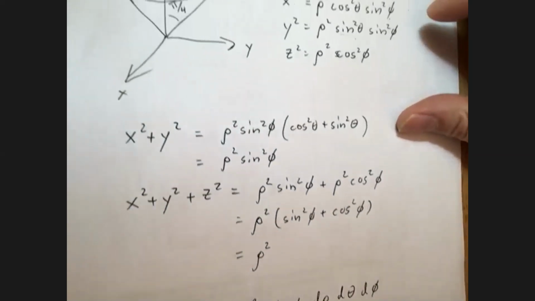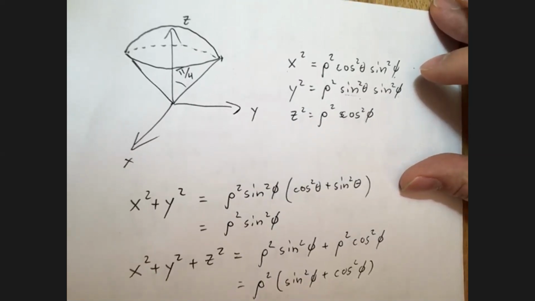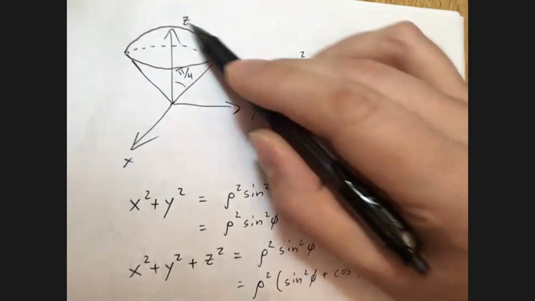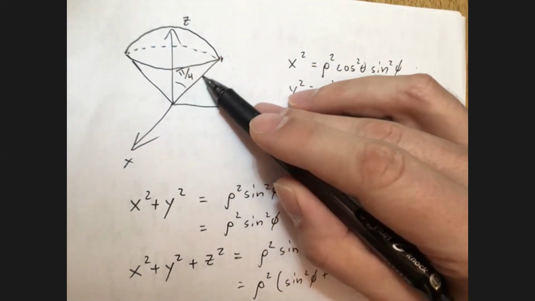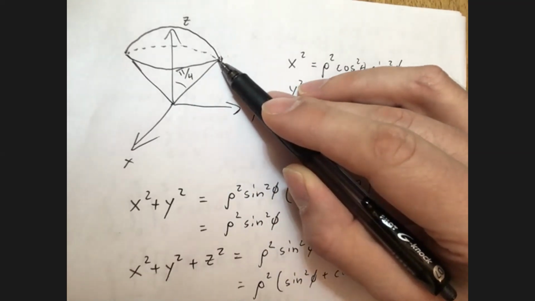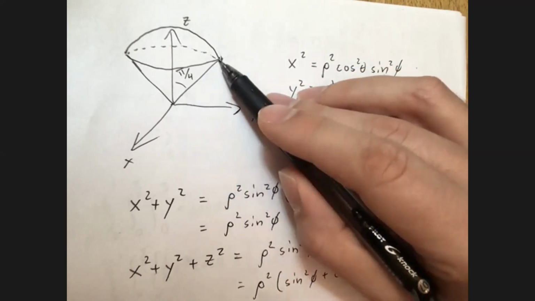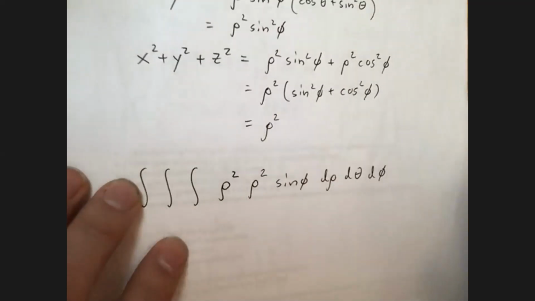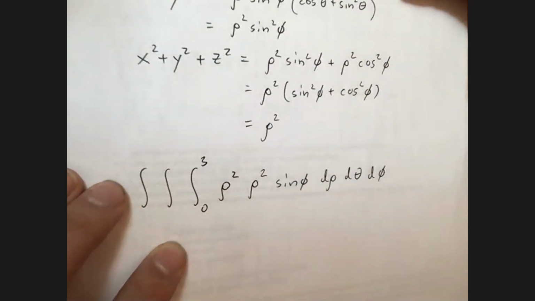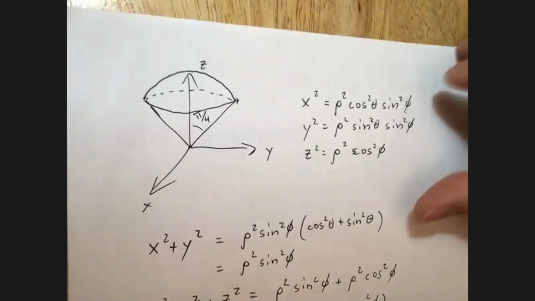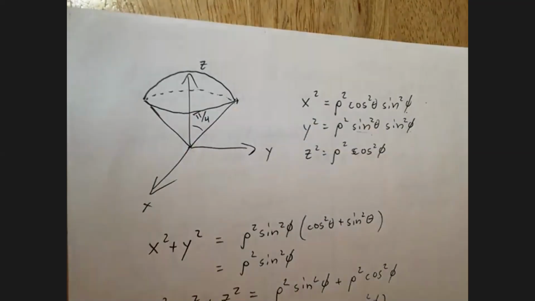Let's look at the picture. First off, d rho. Well, we're filling in this region. We're going from 0 up until we hit the sphere. The sphere had radius 3. So we're going from 0 to 3. What does d theta do? D theta spins us all the way around. We're doing this whole thing. So theta goes from 0 to 2 pi.